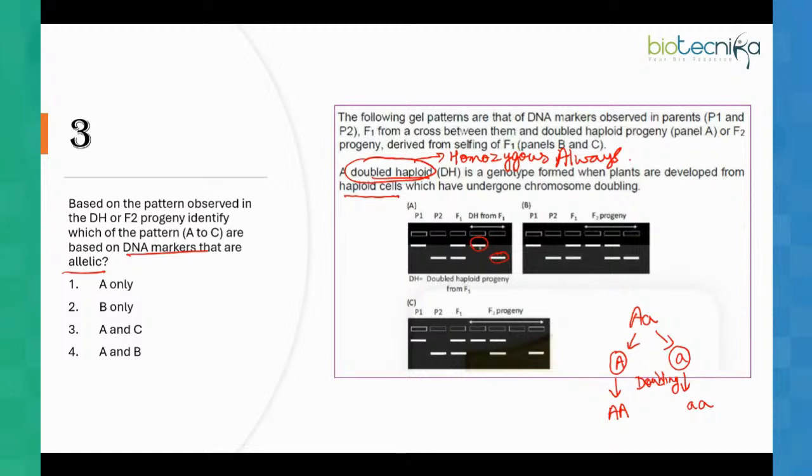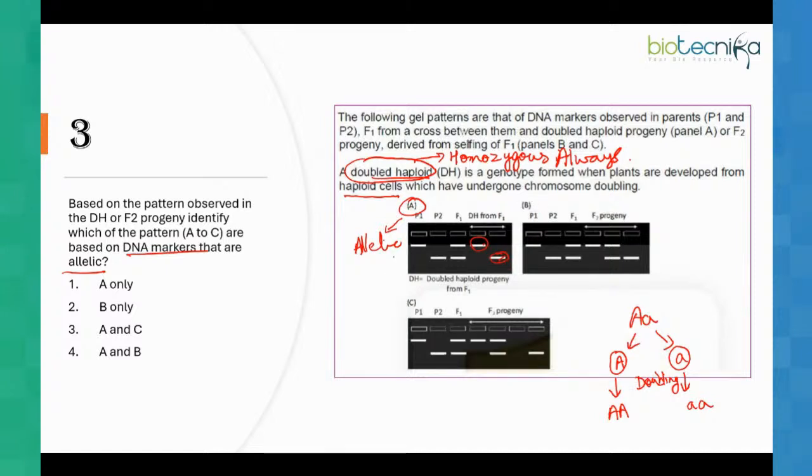Okay, so since here either this one or that one is present, that means these are the allelic markers. That is, they are present at the same location, but they are alleles of each other. So A is allelic. It is showing allelic DNA marker, right? Because the homozygotes have only one of them. So A is allelic.